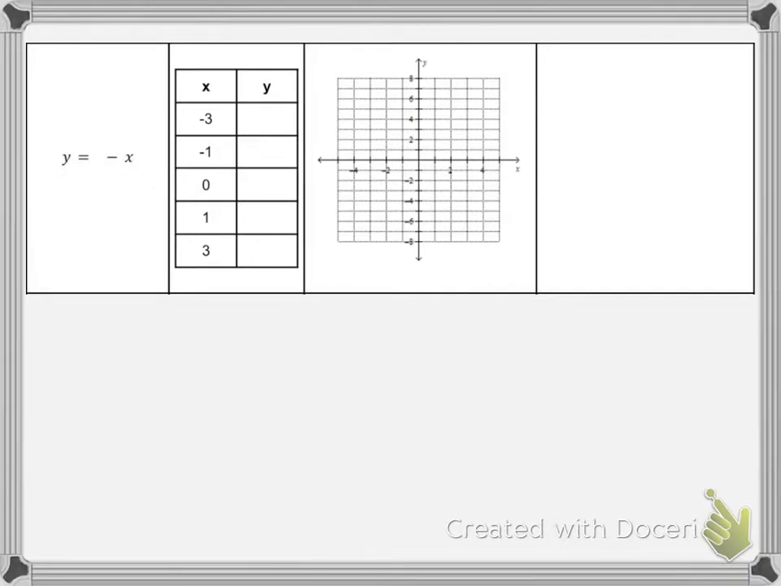So again, I'm going to fill in this table. I get the same number, but just the opposite sign with this one. So I'm going to plot those points: -3, 3, and then -1, 1, 0, 0, 1, -1, and 3, -3. Okay, something like that. It's not perfect.